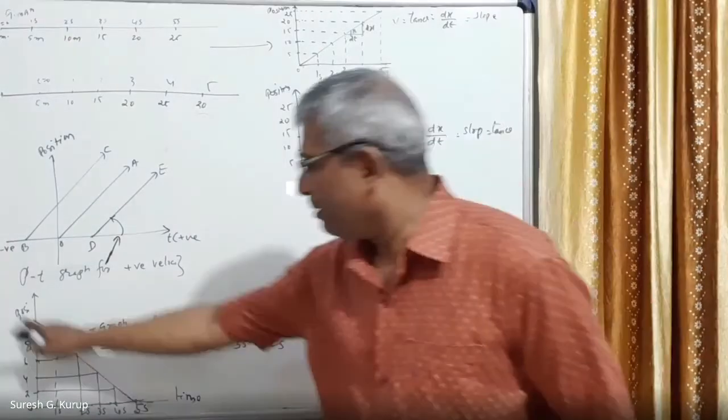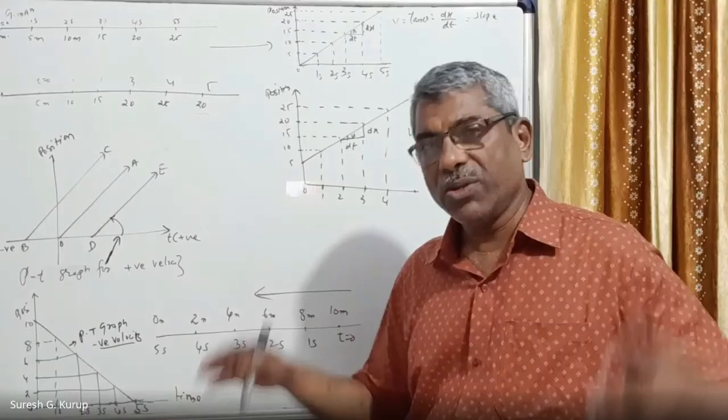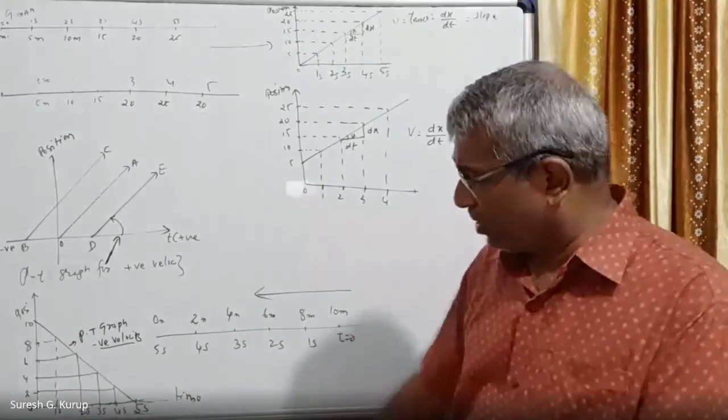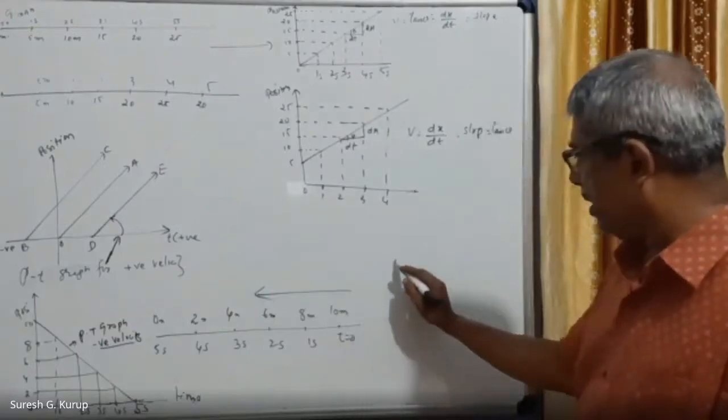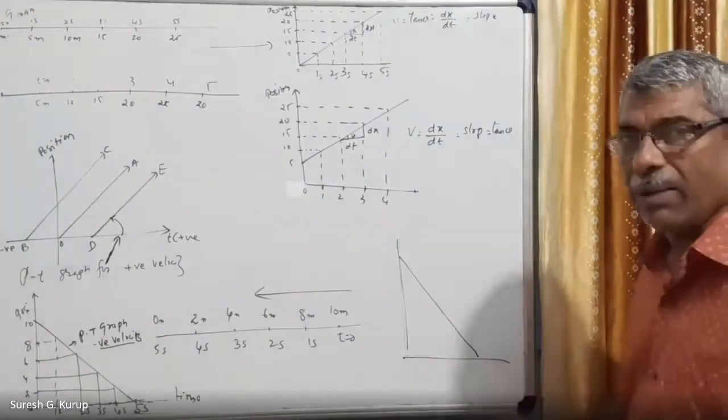A graph is made. That is also a straight line. This is also uniform velocity, but negative velocity. Why negative velocity? Because if this is the condition, right? This is the condition. I'm drawing it again. So this is the position time graph, right?